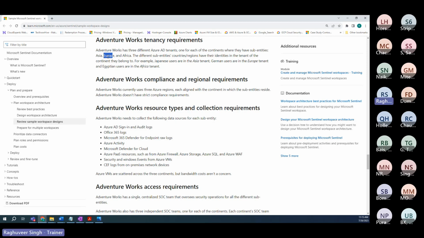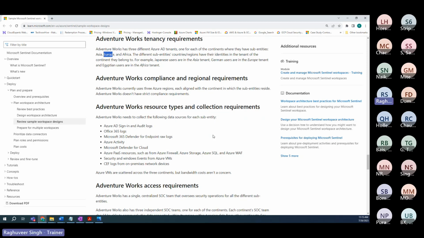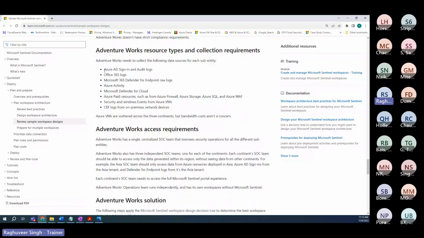AdventureWorks resource type and collection requirements. So the resource type and collection requirements are this. I'm saying it is common for all, they all need Azure AD sign-in and audit logs. They all need M365 logs. If Defender is enabled, they need logs from there. Azure activity is common. MS Defender for Cloud is common. PaaS resources, and we have Azure storage, and they need logs from Azure, which is security and events logs from Azure VM. They need CEF logs from on-premises and network devices also.